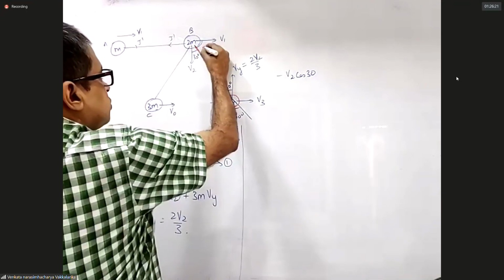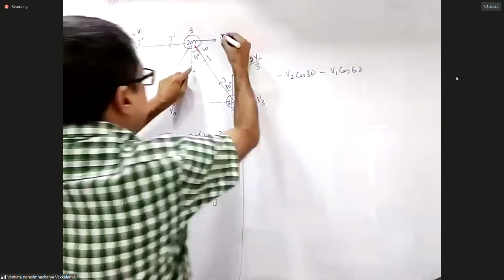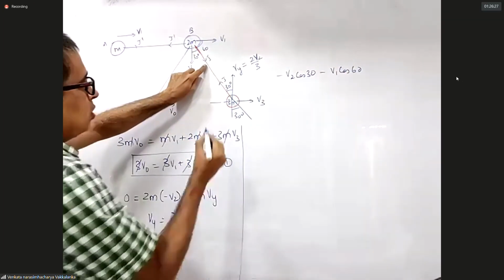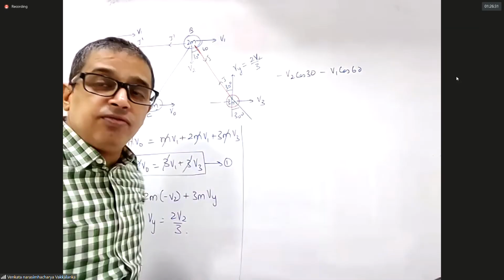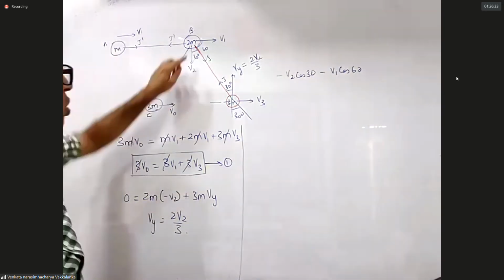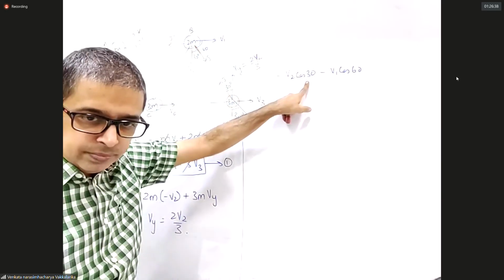This angle is 60, minus V1 cos 60. Both the velocities are resolved along the length of the string. Both are approaching the center. I put a negative sign to both of them. These are the constraints for this kind of string. Are you convinced?